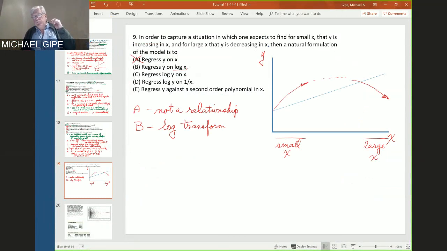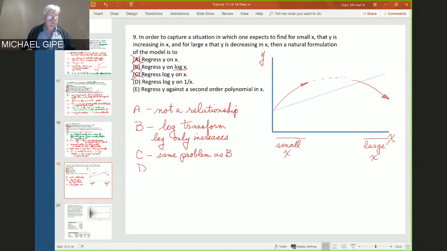it's constantly increasing with x. It doesn't go down. So a log only increases. So we can't do that. That's not going to work. How about regress log y on x? Same idea, except of course it's the other, kind of the inverse. So that's no good. Regress log on 1 over x. Same idea. It's 1 over x does not reverse.